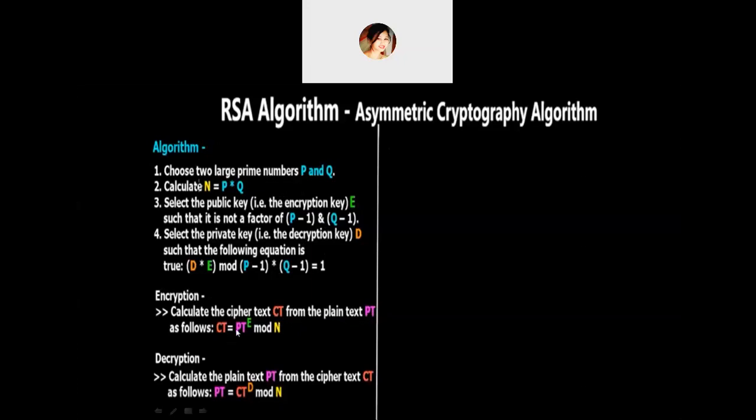For encryption, the condition is that you have to calculate the ciphertext CT from the plain text, that is PT. So ciphertext is considered as CT, and plain text is considered as capital PT. And you have to calculate it in such a way that ciphertext is equal to plain text to the power of the encryption key, that is E, mod of the product of these two prime numbers.